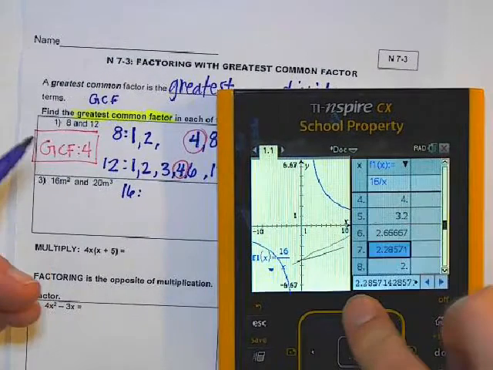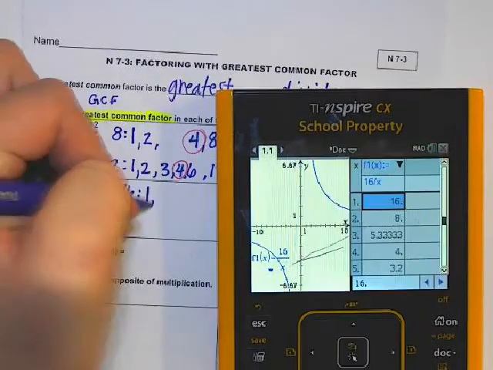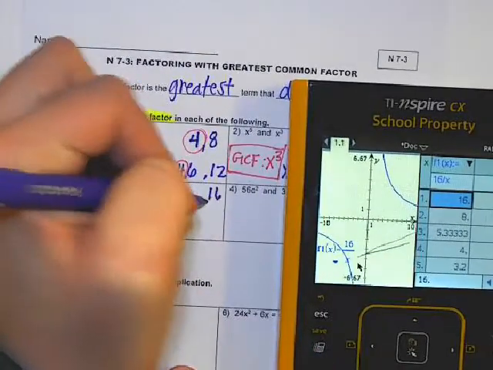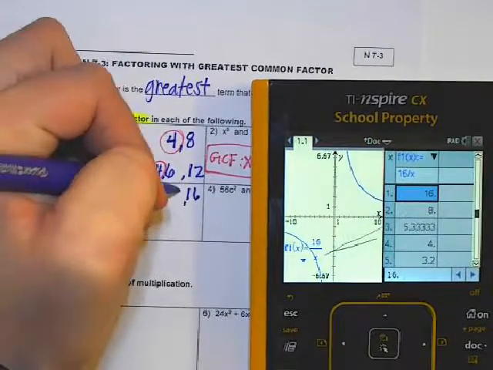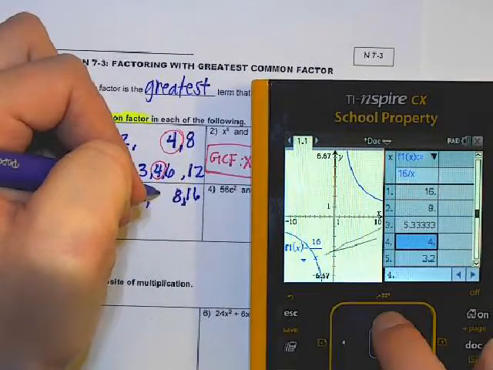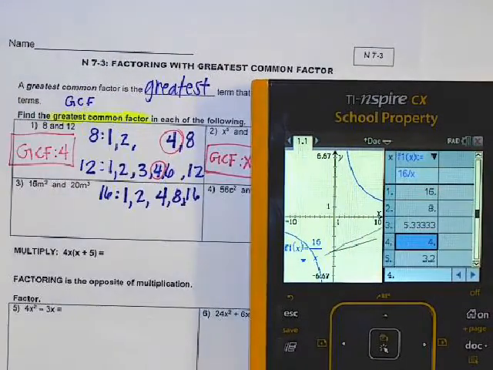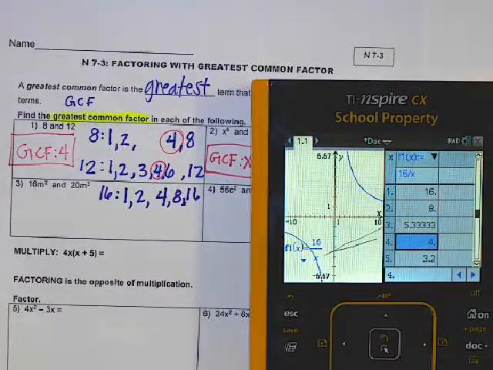Okay? So, my factors are 1 and 16. What's the next one? 2 and 8, and 4 and 4. So there's my factors of 16. Are you with me? Okay.